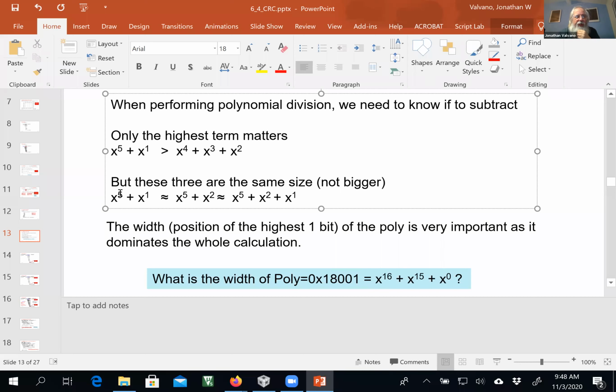So even if something looks like this, where you add a term to it, we're not going to say that this one is bigger than that one. No one is bigger than the other. Saying they're equal is probably not the right thing. These three are not bigger than each other.